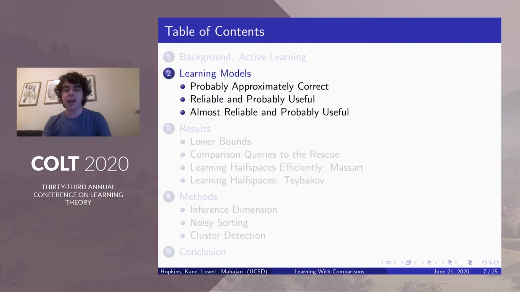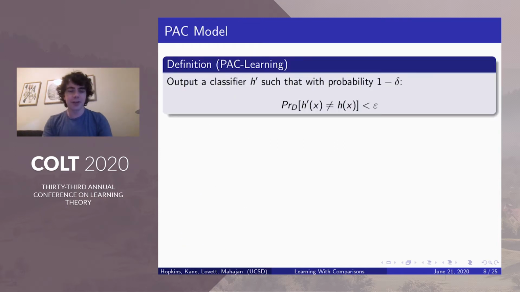So I haven't told you yet what it means for this output h prime of the learner to approximate the true function h. And this has to do with what your learning model is. So the most standard, most basic learning model is probably approximately correct learning, PAC learning. And the idea is very simple. We'd like to output a classifier h prime such that with probability 1 minus delta, we learn a 1 minus epsilon fraction of the points correctly.